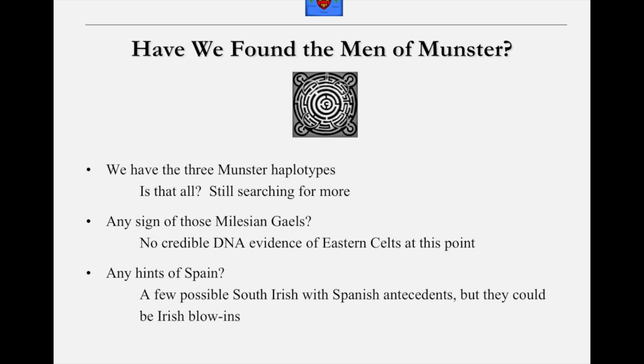Are there any hints of Spain? Spain, unfortunately, is rather underrepresented in the database, so that makes it a little bit harder to determine anything. There are a few possible South Irish haplotypes with Spanish antecedents. I haven't convinced them to test to determine whether they are of the proper subclade, to be sure. But even if they were, there's so few of them, we could just write them off as Irish blow-ins from Ireland itself, so there's no real way to be able to tell whether there's any Spanish connections at this stage.